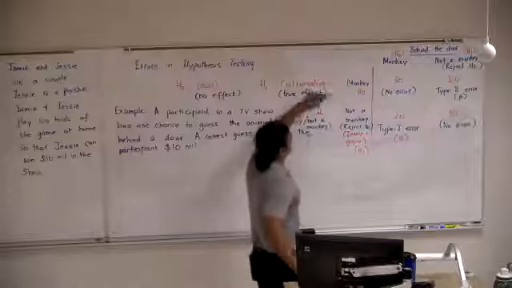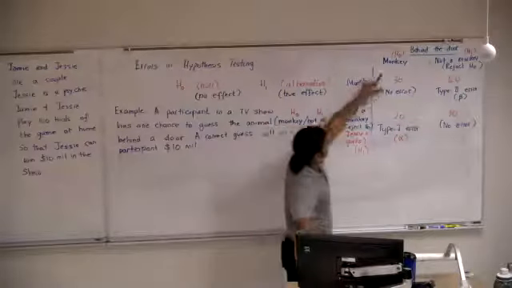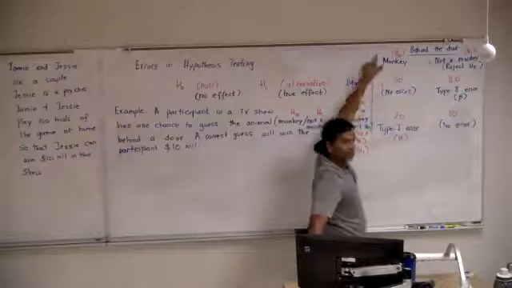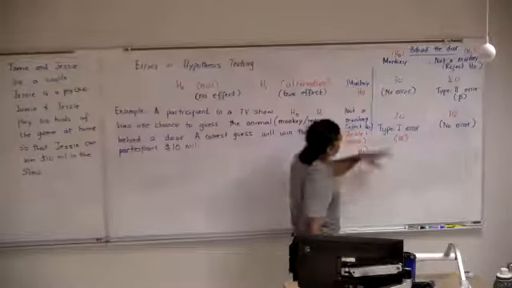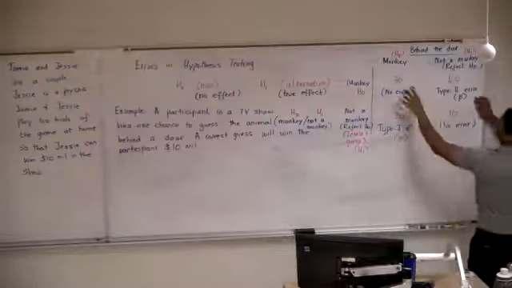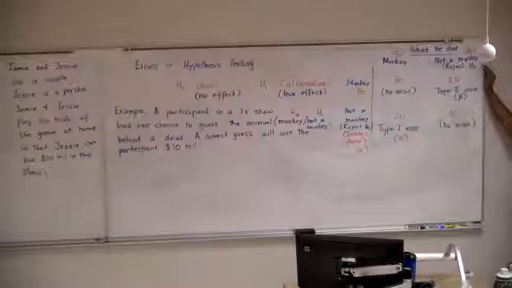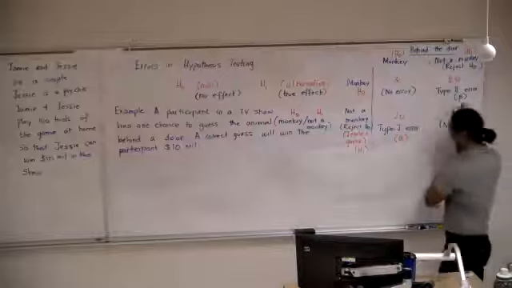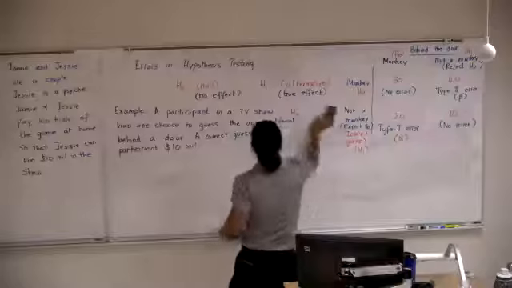So you are rejecting the null when the null is actually the truth. Monkey is what's behind the door. Over here, you decide not to reject the null when you're supposed to reject the null. Does that make sense? So alpha and beta, those are the two errors that we have.